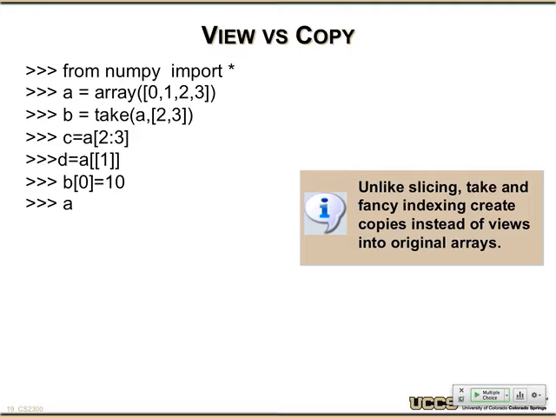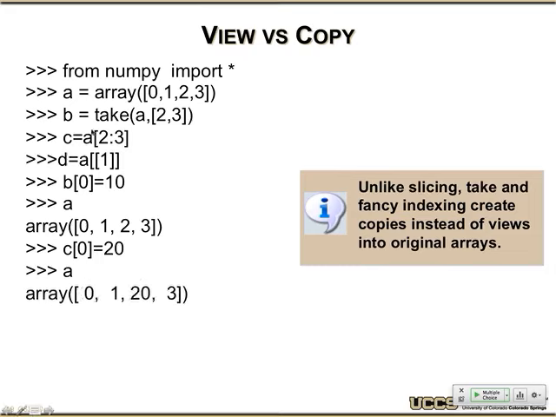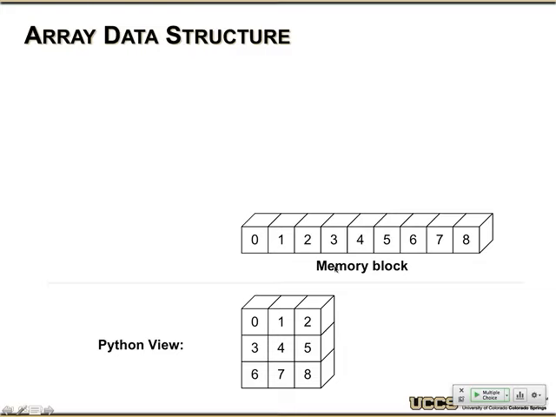Somebody, we'll just do quick hand questions here. What value changed? B[0] equals 10, did anything change? Nope, take doesn't change things. C[10] equals 20. C is a slice, things do change. D[0] equals 30. A[[...]], so this is fancy indexing. Fancy indexing makes a copy. Nothing changes.